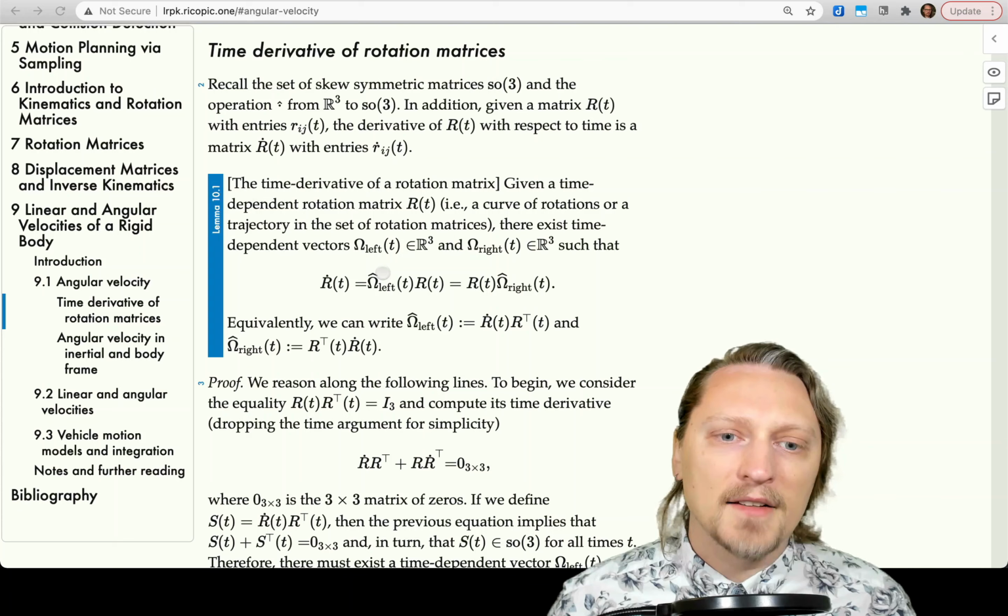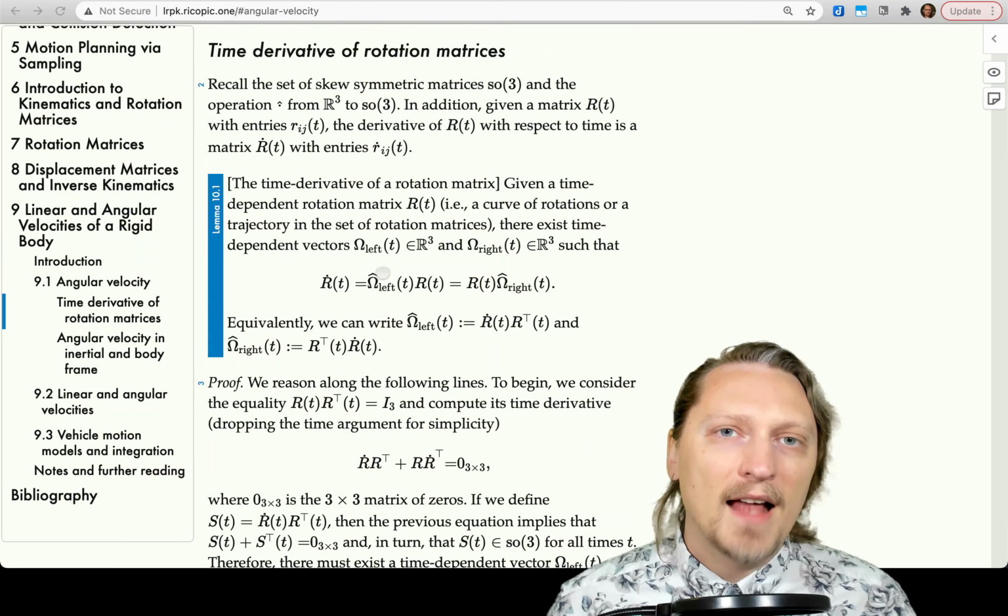Lemma 10.1. The time derivative of a rotation matrix. Given a time-dependent rotation matrix R of t, i.e. a curve of rotations or a trajectory in the set of rotation matrices, which has a different rotation matrix for each value of time, right? There exist time-dependent vectors omega left in R3 and omega right in R3, such that R dot is equal to omega left with the hat.